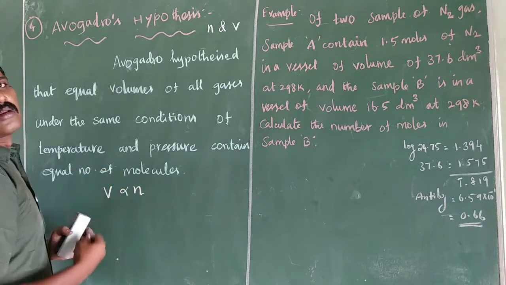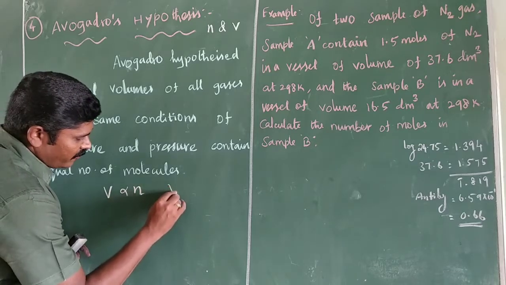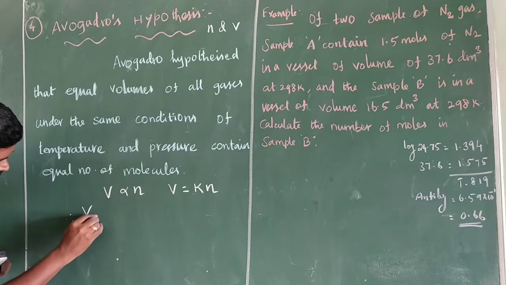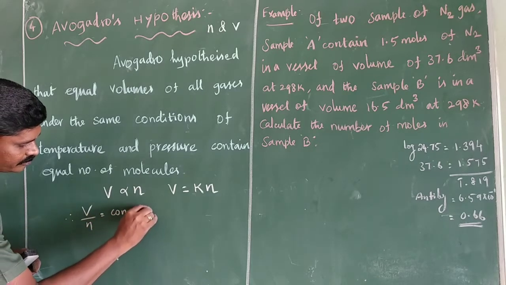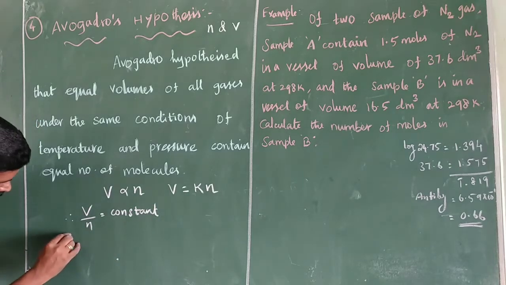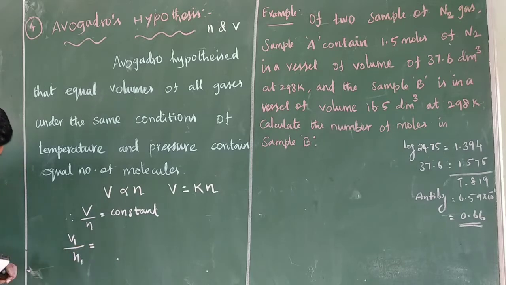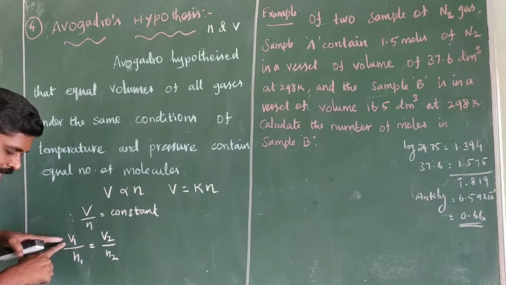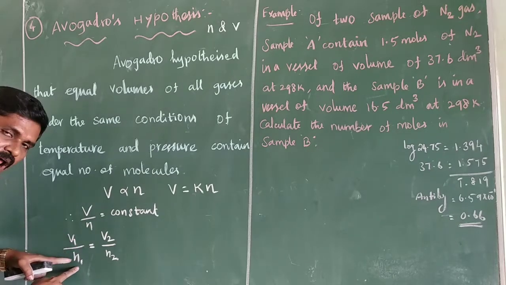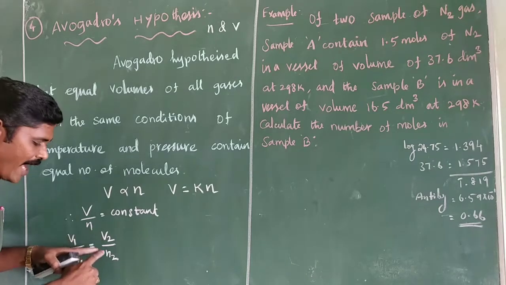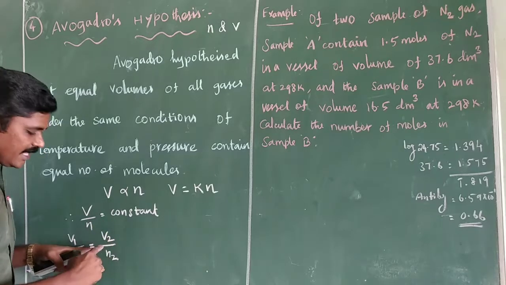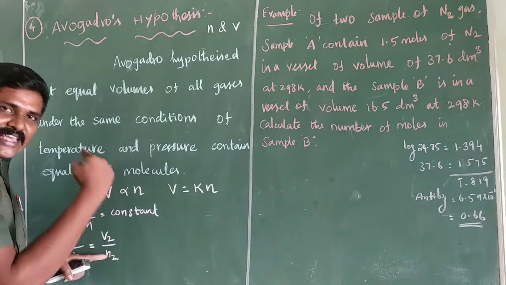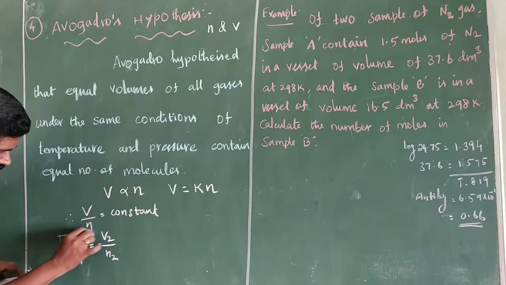Same pressure and temperature conditions. Therefore V is equal to a constant k times n. Therefore V by n is equal to a constant. And V1 by n1 is equal to V2 by n2, where V1 and n1 are the volume and number of moles of a gas, and V2 and n2 are different values of volume and number of moles of the same gas at the same temperature and pressure.